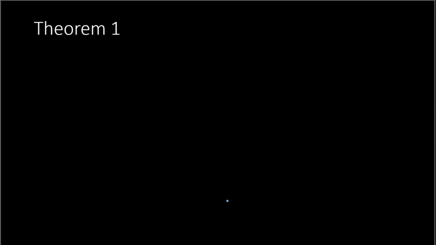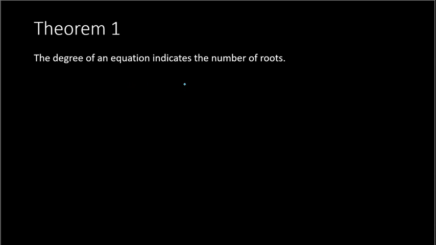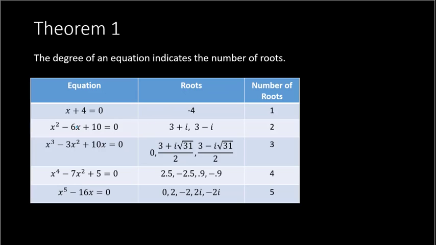So the first one is considering the degree of an equation and the number of roots. And this theorem says that the degree of an equation will equal the number of roots. So here's a table to illustrate that. Look at the equations in this far left column. The first equation, the degree is 1. The exponent is a 1 with the x, and there's only one root, one answer.